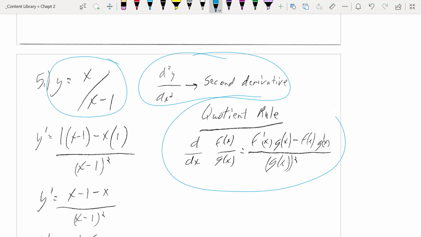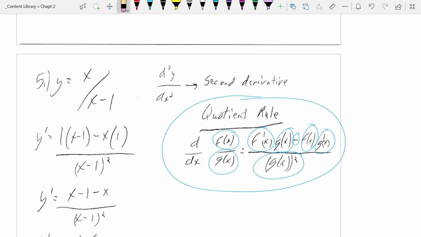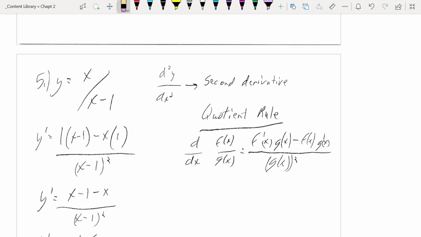And the quotient rule says the following. If I have an equation over an equation, I take the derivative of the numerator equation times the denominator equation, minus, leave the numerator equation the same, take the derivative of the denominator equation, and that's all over the denominator equation squared. Applying this quotient rule to this problem right here, notice I'm going to take the derivative of the numerator, so that's going to be 1. Leave the denominator the same, so that's x minus 1.